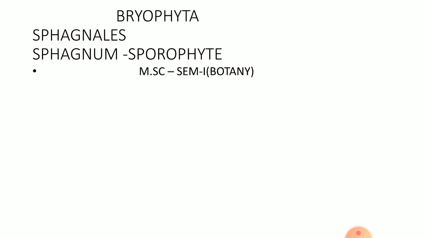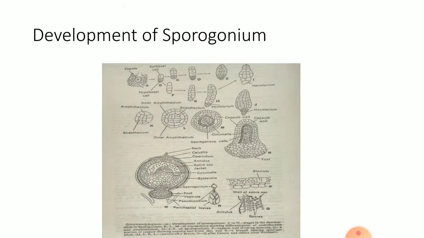Students, let us continue with Sphagnum, the sporophytic generation of Sphagnum. Now, before the development of the sporogonium, what are the post-fertilization events taking place in the sporophyte? The zygote begins to enlarge in size and secretes a wall immediately after fertilization.